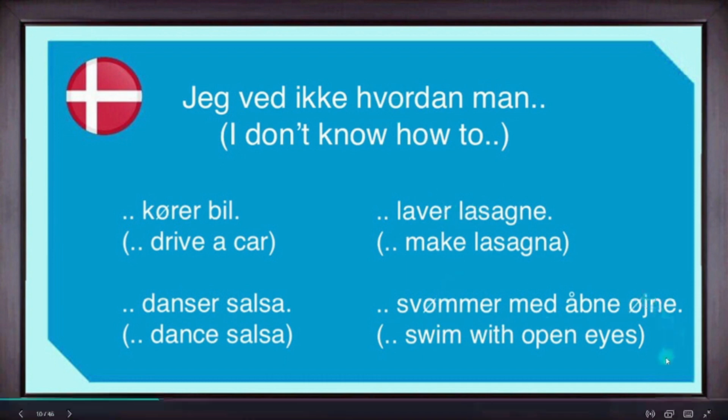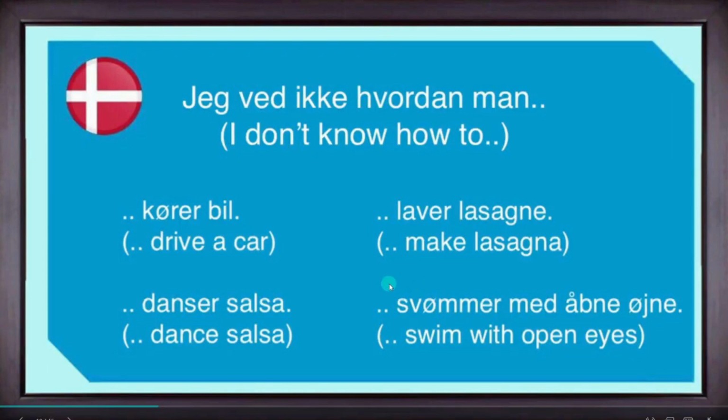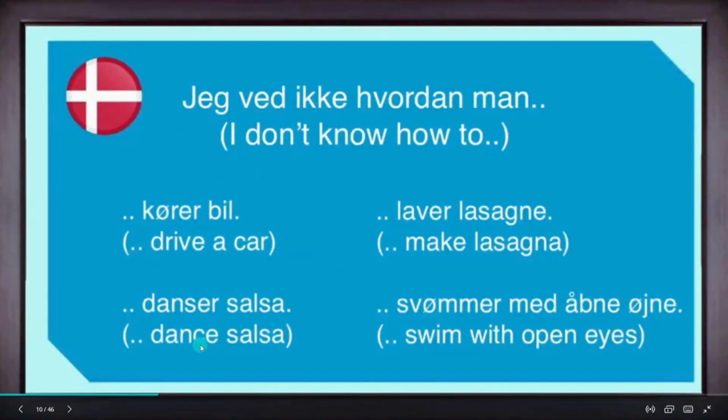This last sentence is so weird, I almost can't say it. But yeah, I think this is the point. And notice that all of these are in present tense. Right? Kører, there's an R. Danser, R. Laver, R. Svømmer, R. Right? This is all present tense, not infinitive, although you might be tempted to think that it's not.